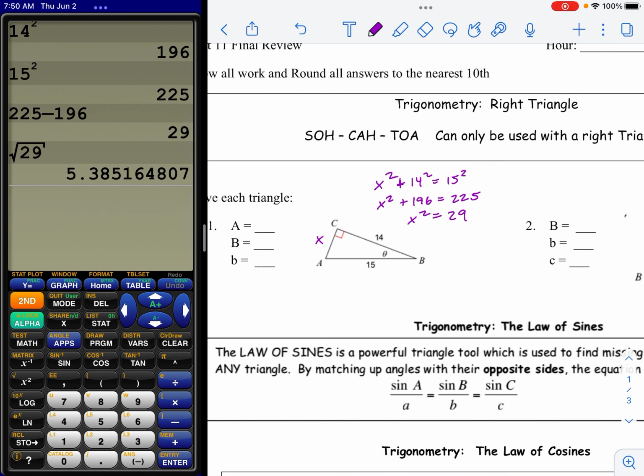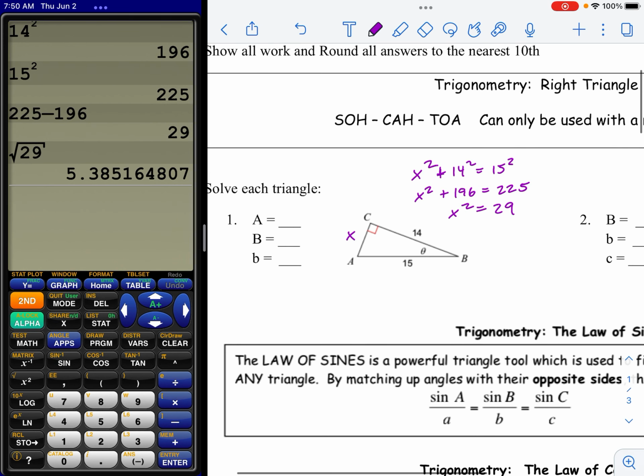So this would be across from angle B. So this is side B. The sides, if you remember, are lowercase letters. So that would be this one down here, 5.38. I guess that would round to 5.39 if I rounded to 2 decimals. So you could do that.